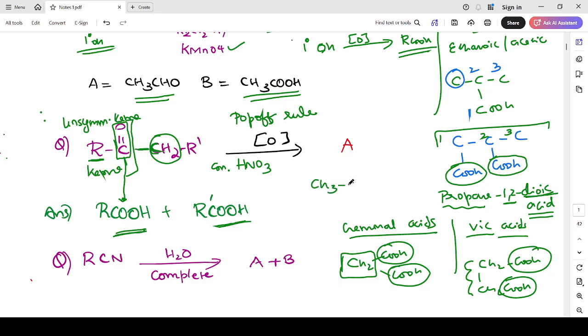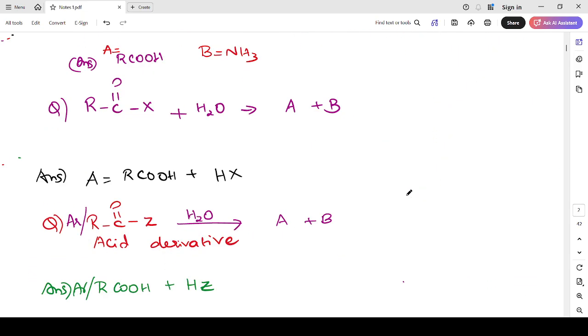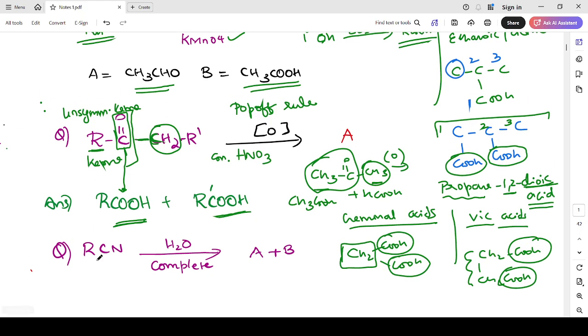For example, I am taking acetone and I am oxidizing it. Here, both sides are symmetrical. This side becomes acid. Also, this part becomes acid. So, the second synthesis procedure of the carboxylic acid is where you take the ketone and oxidize it to get carboxylic acid. The next procedure is from nitriles.